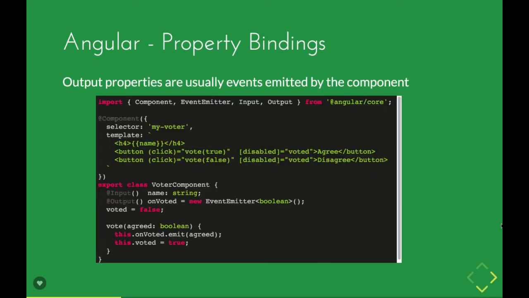Now, output properties are usually events emitted by the component. In this particular case, we'll see that we have a click event here, where we have the ability to vote. We have the vote true or false here, and you can see on voting, you can actually emit the event. So we have an @Output here on voting, and we have a new event emitter. If I'm in a child component and something happens within it, and I want the parent to be able to react to it, I can pass in an event and then say, okay, when this event happens, let's emit this event, and then it will push data back out into the parent.